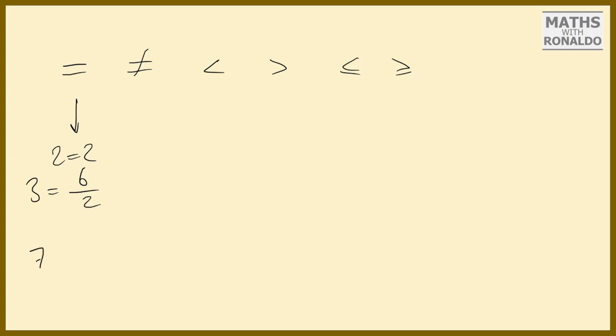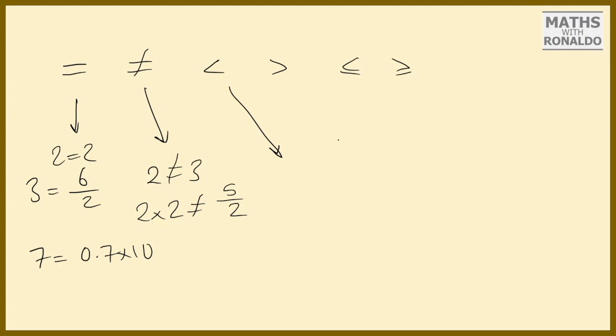Next, we need to be able to use the following symbols: equals, does not equal, less than, greater than, less than or equal to, greater than or equal to. Equals is fairly simple. 2 equals 2, 3 equals 6 divided by 2, 7 equals 0.7 times 10. Does not equal is simply the opposite. 2 does not equal 3. 2 times 2 does not equal 5 divided by 2.